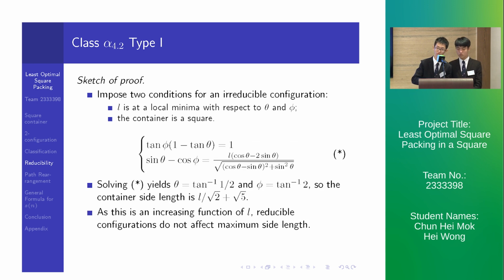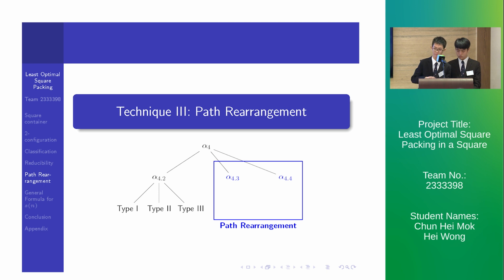This allows us to solve for the exact values of theta and phi, and find out the container size is L over root 2 plus root 5, which crucially is an increasing function of L. Hence, by the reducibility theorem, the reducible configurations, which weren't considered, do not affect the maximum container size. End of proof. Class alpha 4.2 type 2 and 3 can be handled similarly.